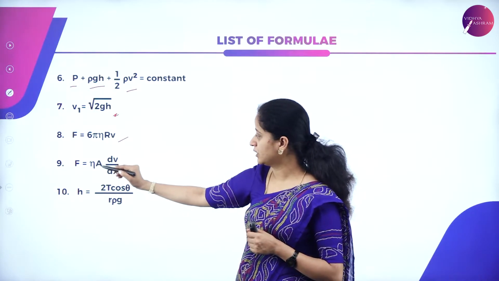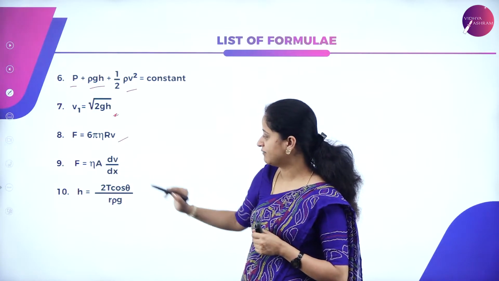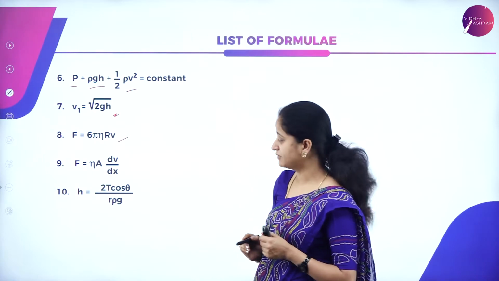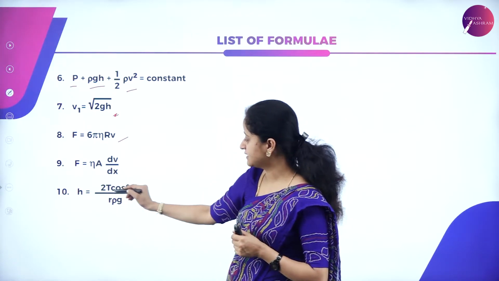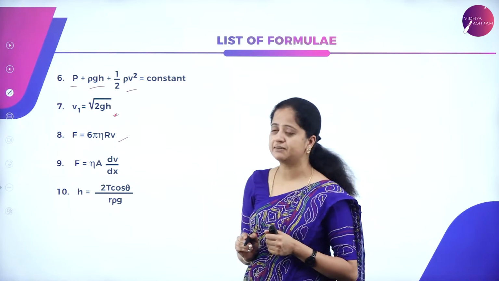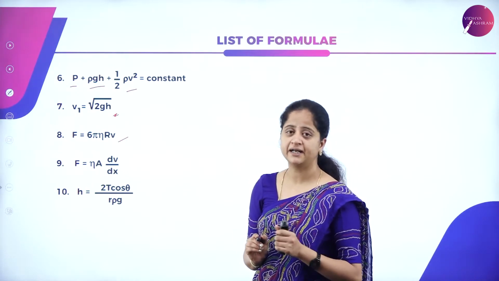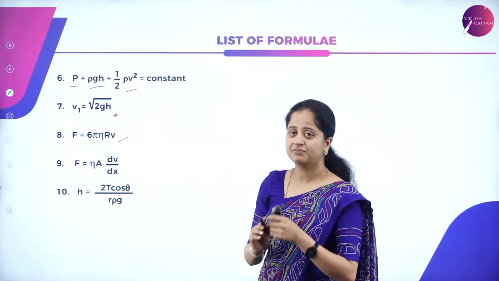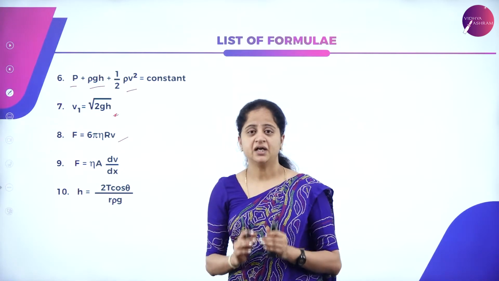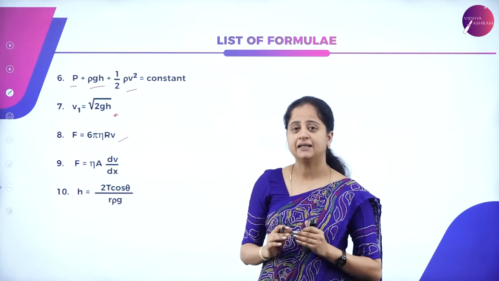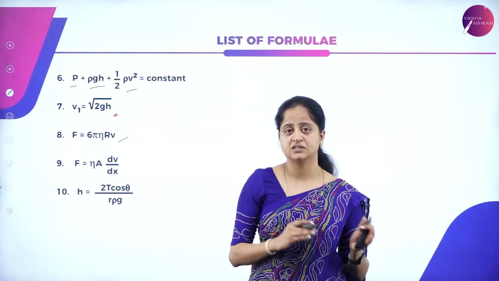And F is equal to eta A dv divided by dx is also what we have discussed in the theory part, and h is equal to 2T cos theta divided by r rho g is the formula for determining the height of capillarity. So from all this information, we have again quickly recapped what we have come across in this chapter.